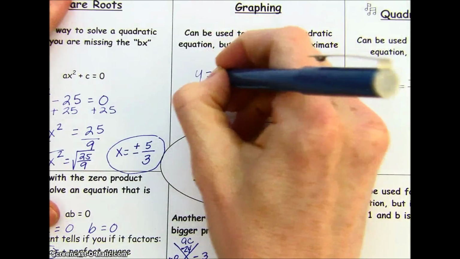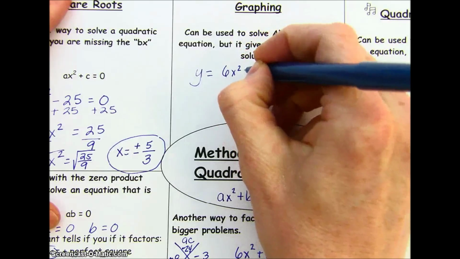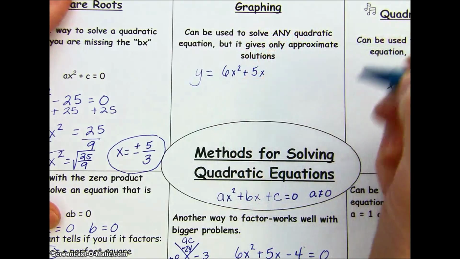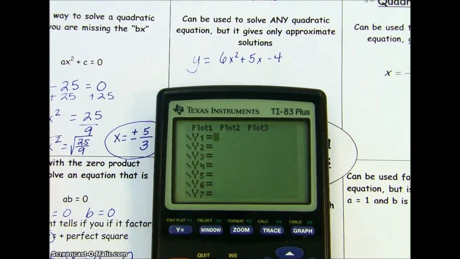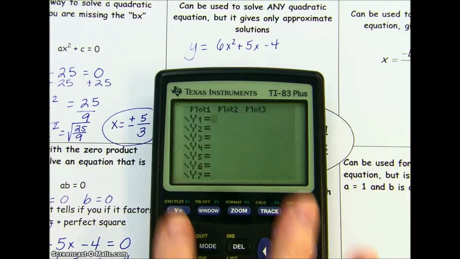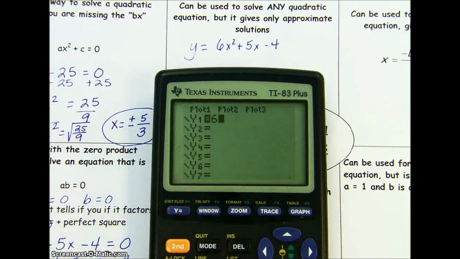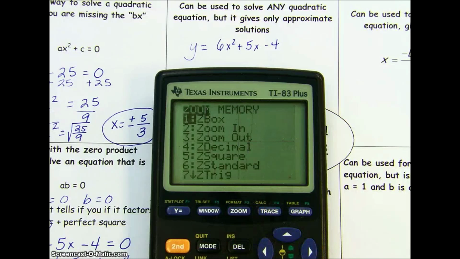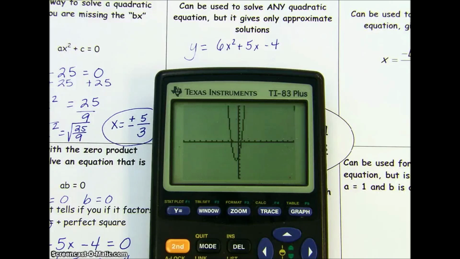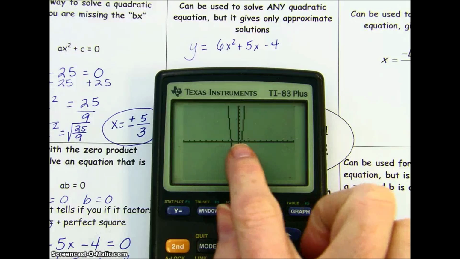So now we're going to go y equals 6x squared plus 5x minus 4, and we're going to graph it using a graphing calculator. Now I have a TI-83 Plus, so I'm going to go to y equals and type in my equation, so 6x squared plus 5x minus 4. I'm going to hit graph. Now here's the regular window. I really can't see what's going on here with my solutions, because remember, solutions are the same as x-intercepts.